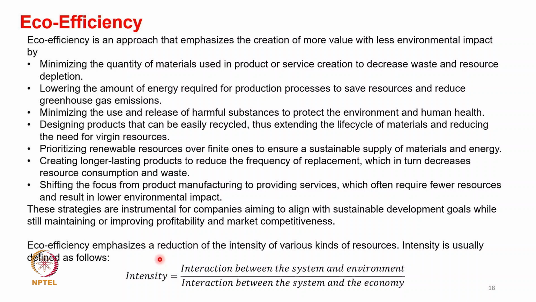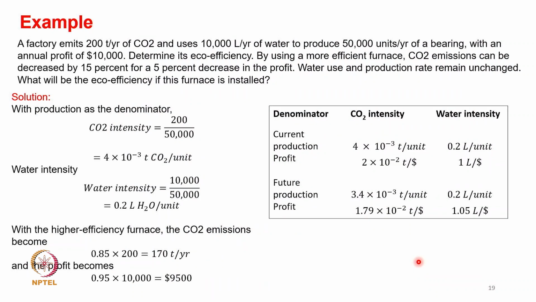So, now let us define something known as intensity. What is the difference? Eco-efficiency emphasizes the reduction of the intensity of various kinds of resources. So intensity, how do we quantify it, as the interaction between the system and the environment, and between the system and the economy. So again, consider an example.